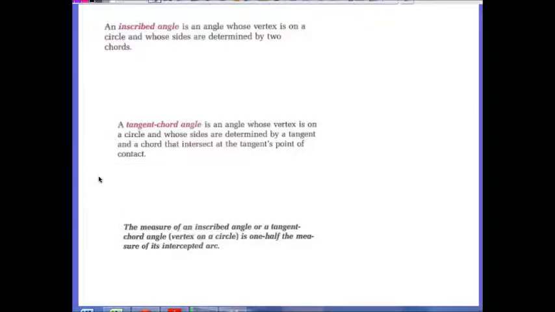So in this section, we're going to have a lot of vocab words. Our first vocab word is inscribed angles. An inscribed angle is an angle whose vertex is on the circle and whose sides are determined by two chords. I think we know what an inscribed angle is already, but here's what it would look like. It's an angle whose vertex is on the circle and its sides are two chords.